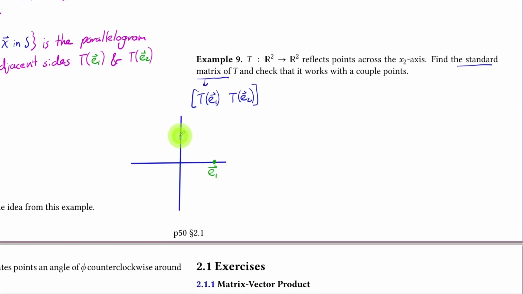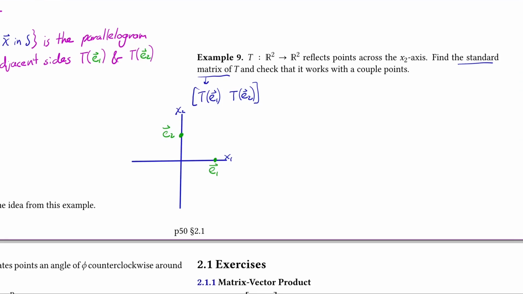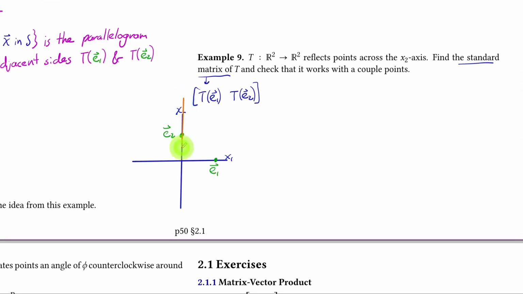Here's the point E1. Here's the point E2. Here's the x2 axis and the x1 axis. So reflecting points across the x2 axis means we're going to flip them across this line and they're going to end up over here, the same distance away.